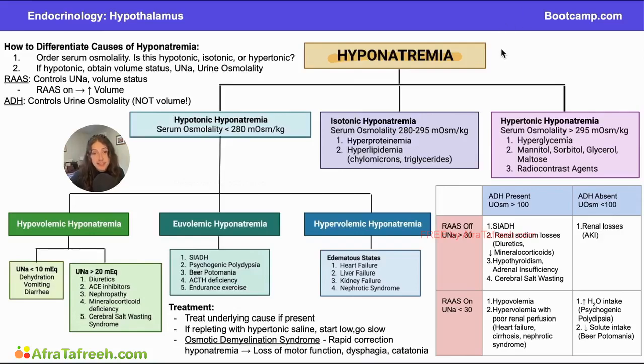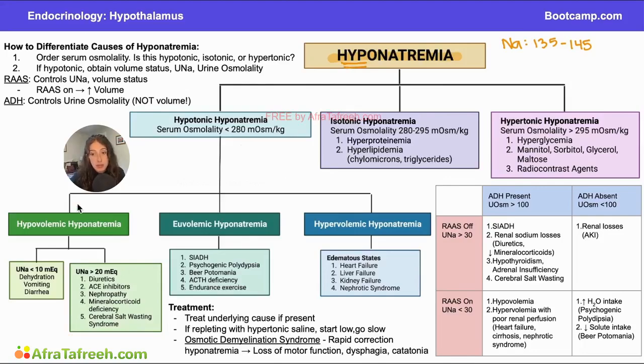Now, before we dive into all the different causes of hyponatremia, what is hyponatremia? Well, a general rule of thumb is that our sodium should be between 135 and 145, but if we have a sodium less than 135, that is what we term hyponatremia, because we have too little sodium in our blood, and that is where the hypo in hyponatremia comes from.